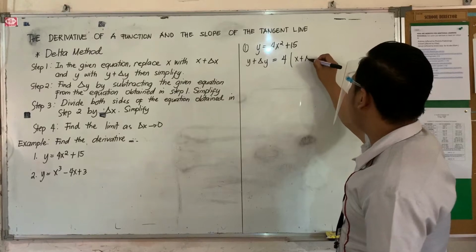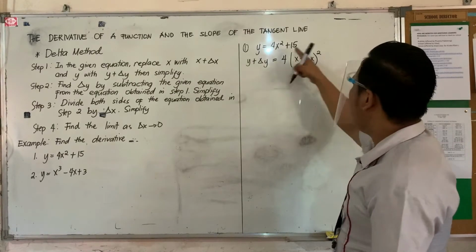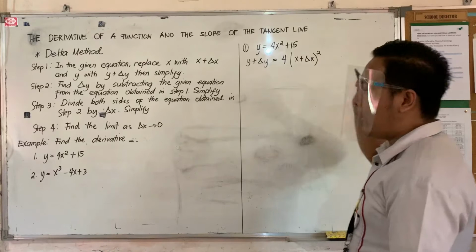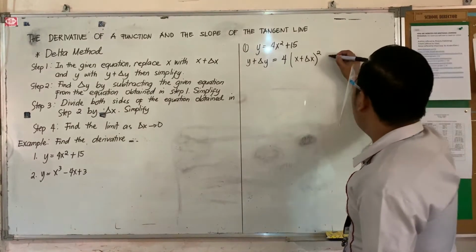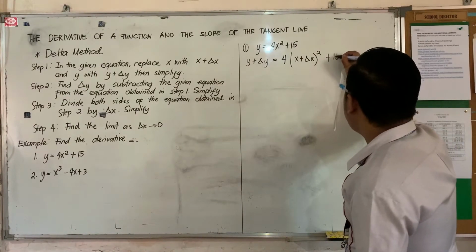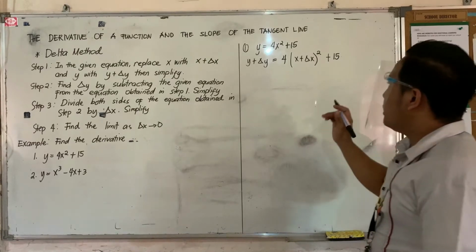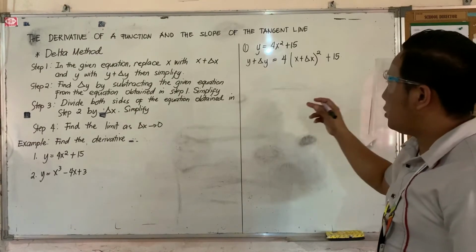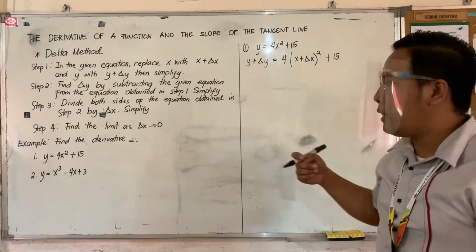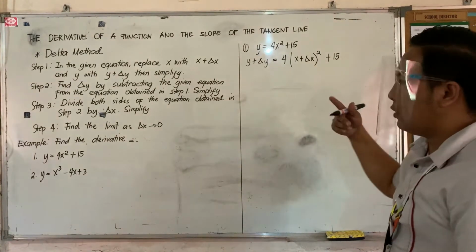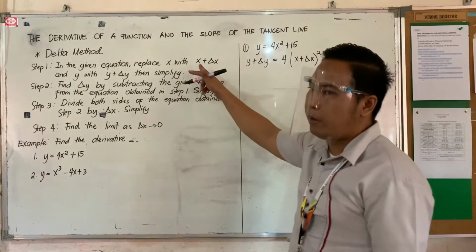x plus delta x raised to 2. Okay, wag niyong kakalimutan yung mga exponent. So, wag niyo silang i-omit. Still nandun pa rin siya. So, the equation now is replaced by y plus delta y doon sa y natin and x plus delta x doon sa x natin. So, sabi dito, simplify pa.